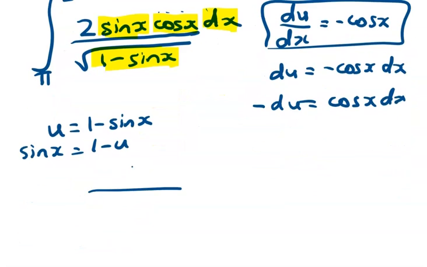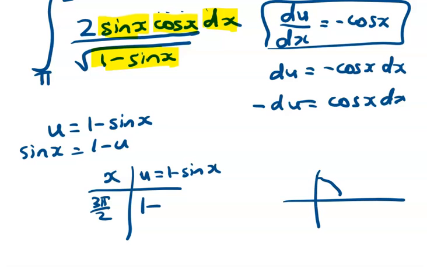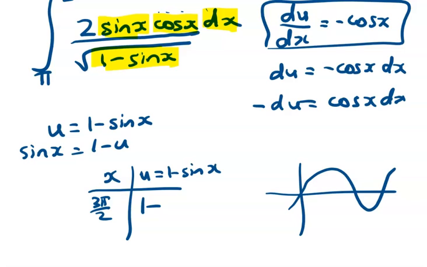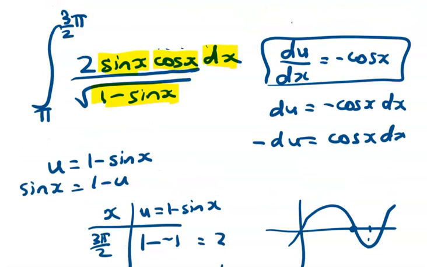So do a little table. We've got x here, u is equal to 1 minus sine x. X is 3 pi on 2, gives us 1 minus sine of 3 pi on 2. That's not sine, that's my cosine graph. Really, clearly haven't had enough coffee yet this morning. There's 3 pi on 2, so it's 1 minus negative 1. 1 minus sine of pi is going to give me 1 minus 0. So the top limit is now 2 and the bottom limit is now 1.